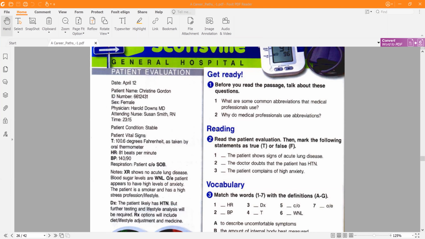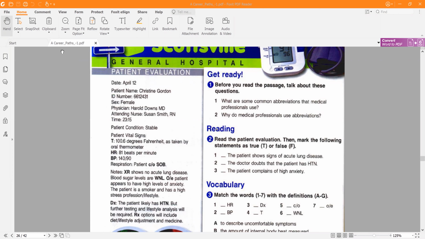Unit 11, Common Abbreviations. Exercise 5, page 25. Scottsville General Hospital. Patient evaluation. Date, April 12th. Patient name, Christine Gordon. ID number, 6612431. Sex, female. Physician, Harold Downs, MD. Attending nurse, Susan Smith, RN. Time, 23:15. Patient condition, stable.